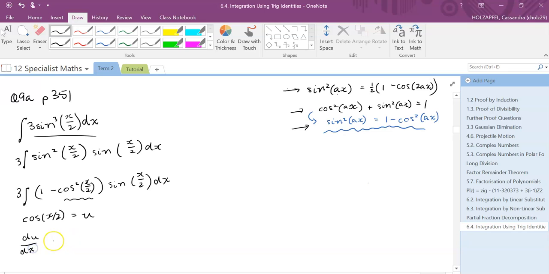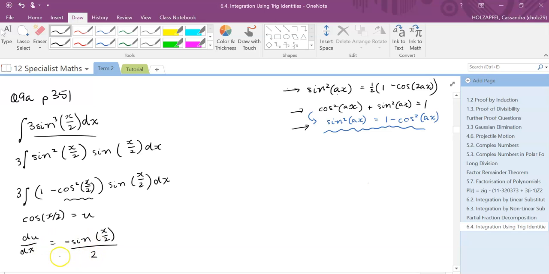So du dx is going to be equal to, when we find the derivative of cos, it goes to negative sine x over 2. And then when we are deriving, we are going to multiply by the derivative of the inside function according to the chain rule. So timesing by half, same as dividing by 2.